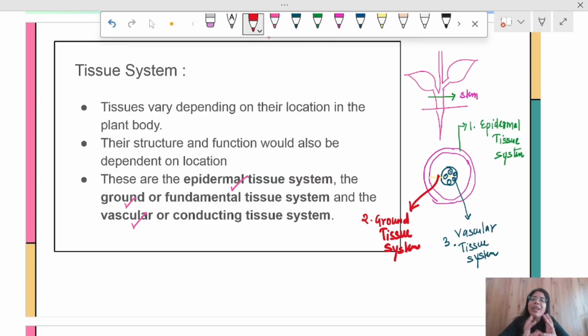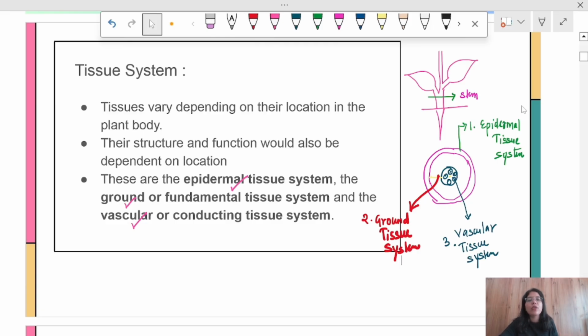Okay, they together make vascular tissue system or conducting tissue system. And except this epidermal tissue system and conducting tissue system, rest everything is included under another type of tissue system which is called fundamental tissue system or ground tissue system. So you understood the position, their locations, right?